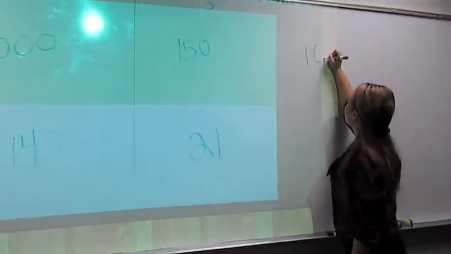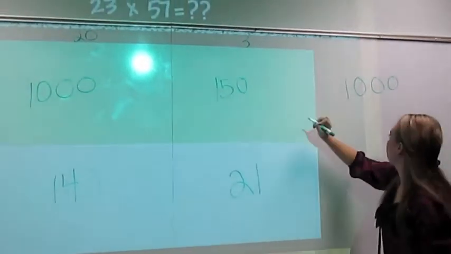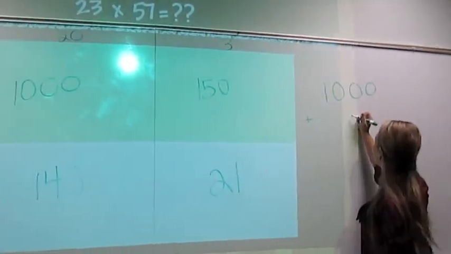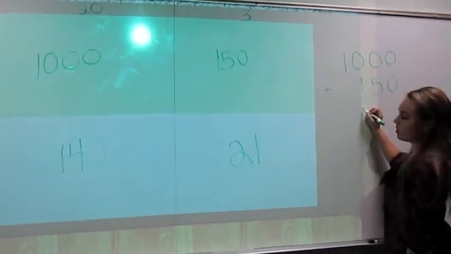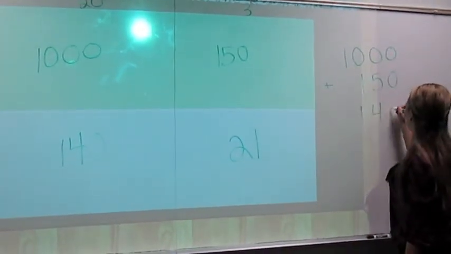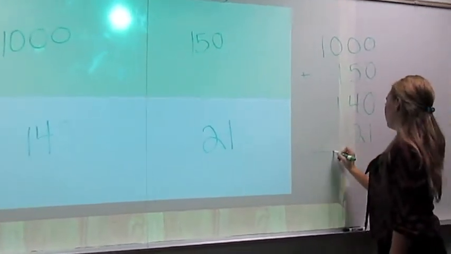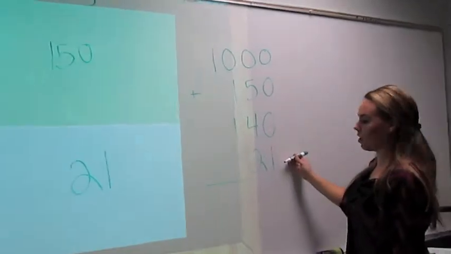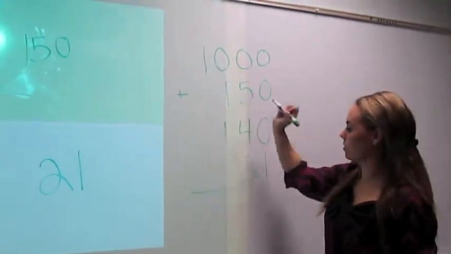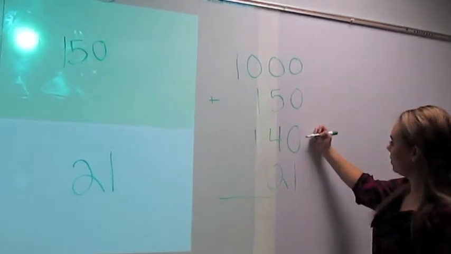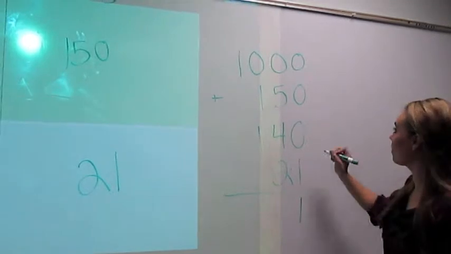We have 1,000 plus 150 plus 140 plus 21. And again, remember to line up our places. So we have our ones, tens, hundreds, thousands. 0 plus 0 plus 0 plus 1 gives us 1.